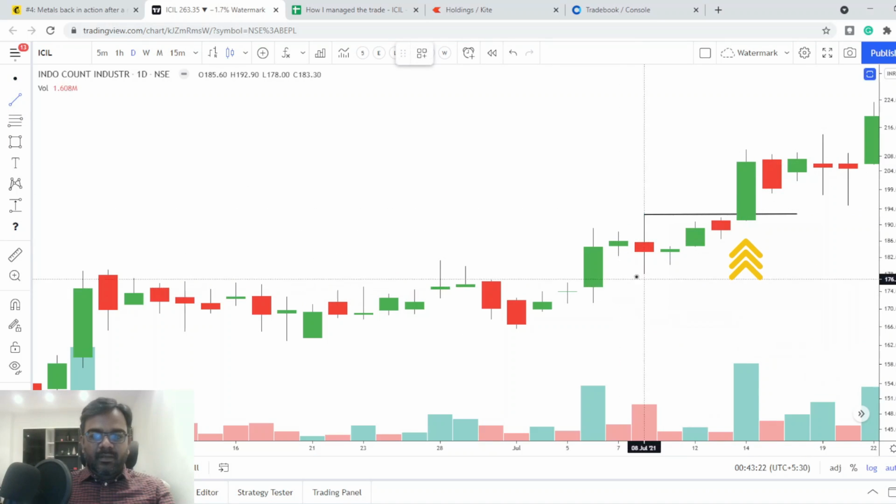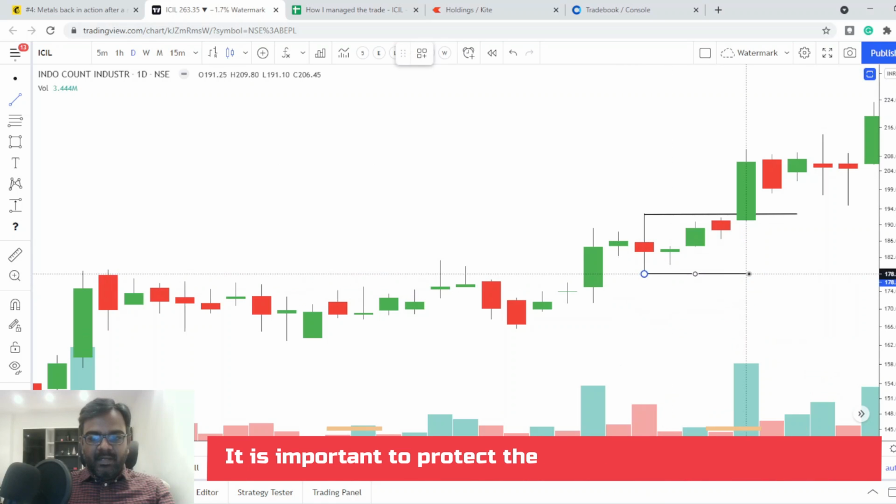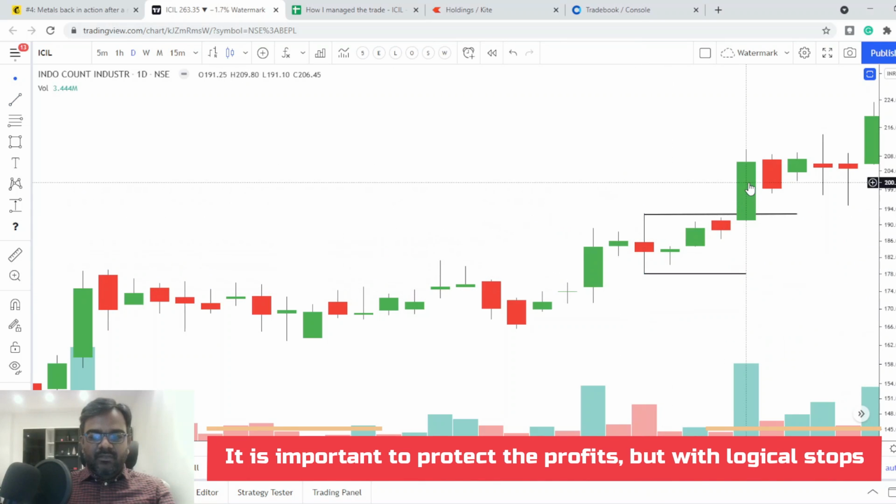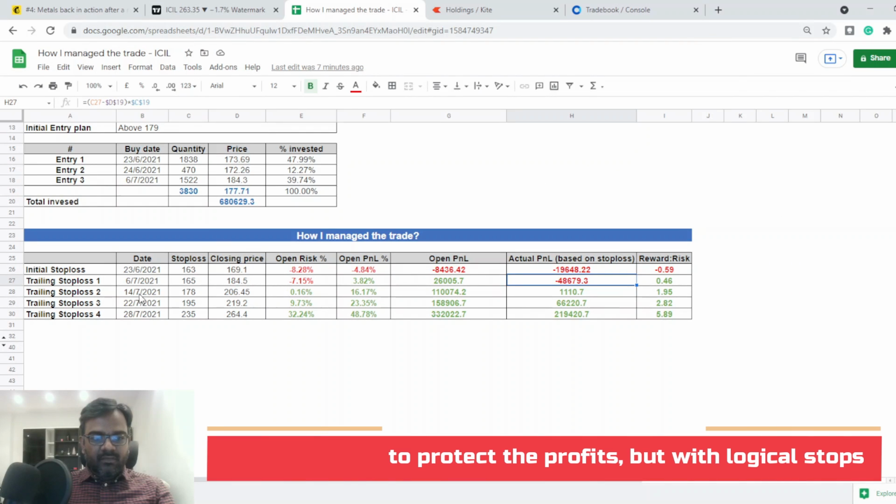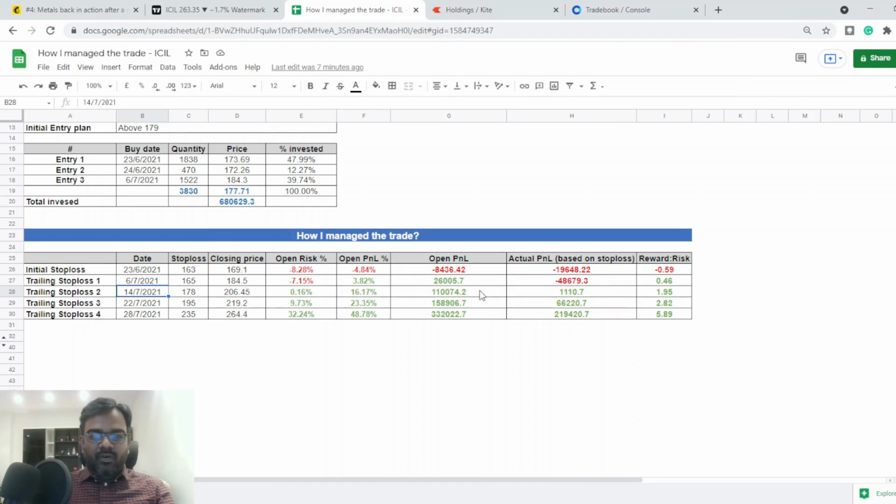Now I'm trying to protect my profits. I've already made some money. So as of this day, 14th July, I'm sitting on a profit of 1.1 lakh, or on an open P&L of 16%. But as of that day, my stop loss is 165. So since I'm sitting on 1.1 lakh profit, I don't want to lose 48,000 at this point.